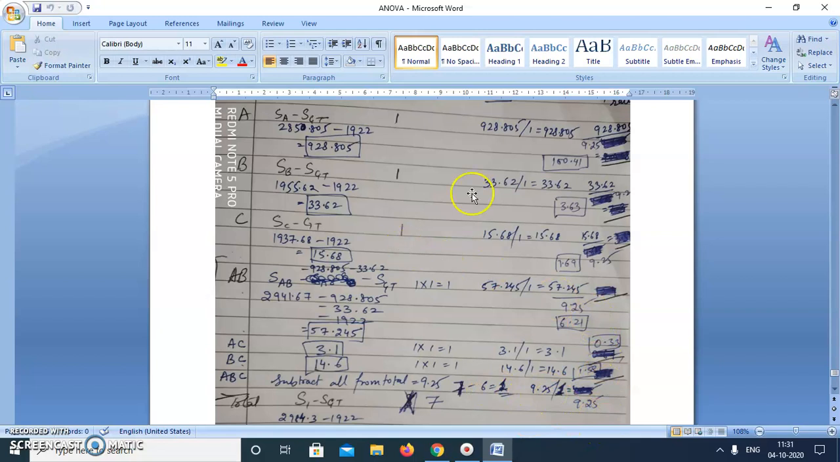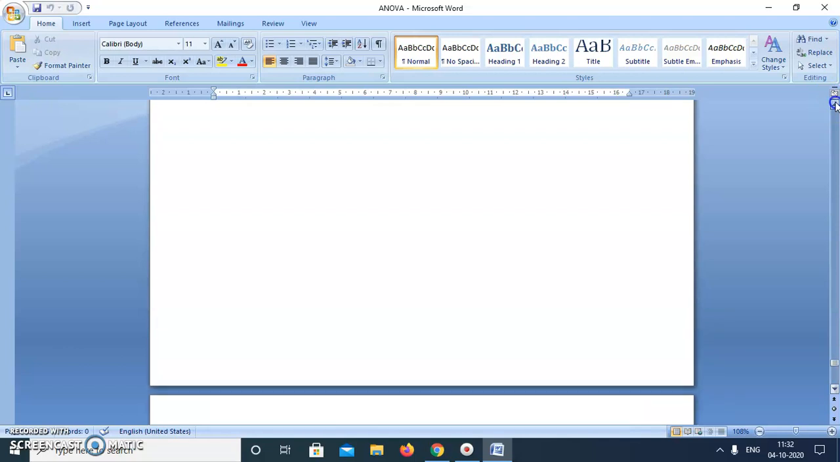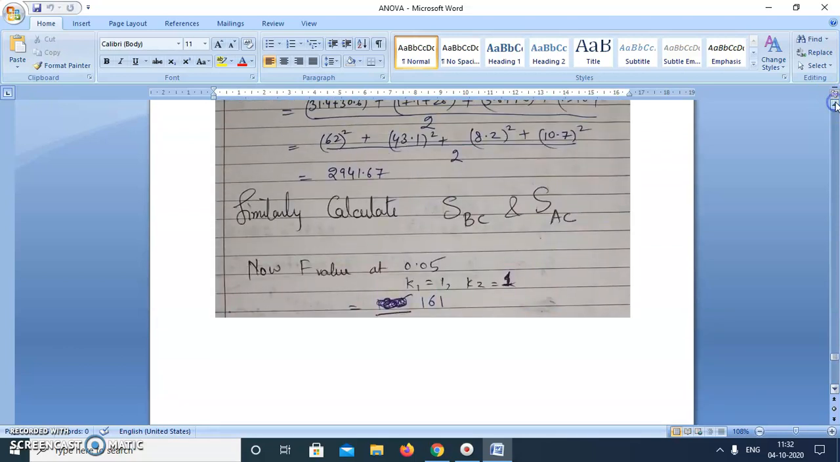Now for calculating F ratio, I have to divide all these readings by 9.25, and these are the F ratios. Calculated F ratios I have got are 100.41, 3.63, 1.69, 6.21, 0.33, and 1.58. Now we'll see the table value of F for 95% confidence level. For degree of freedom, K1 and K2 is 1 in the given example, and the table value is 161.